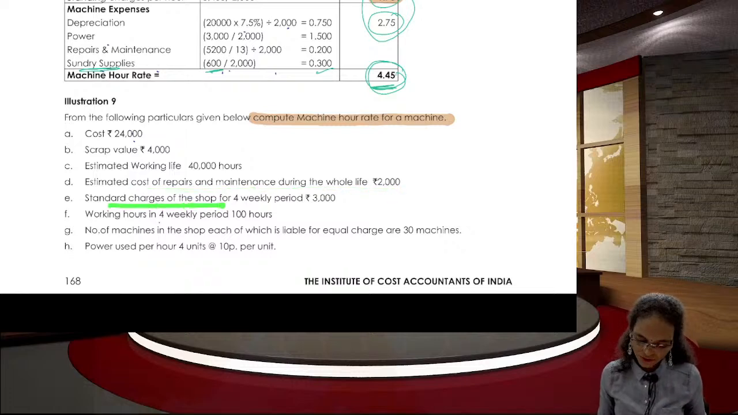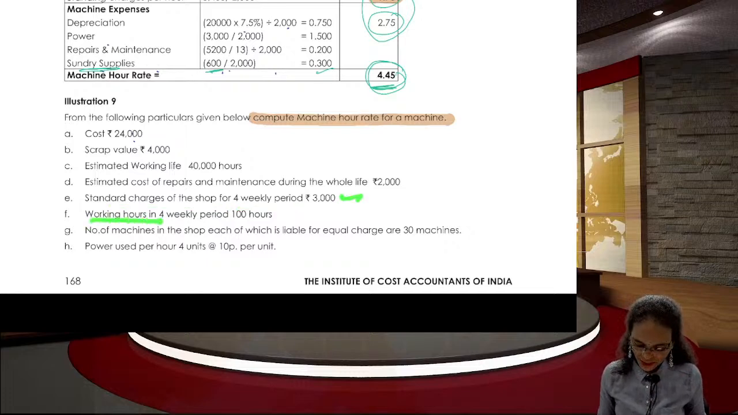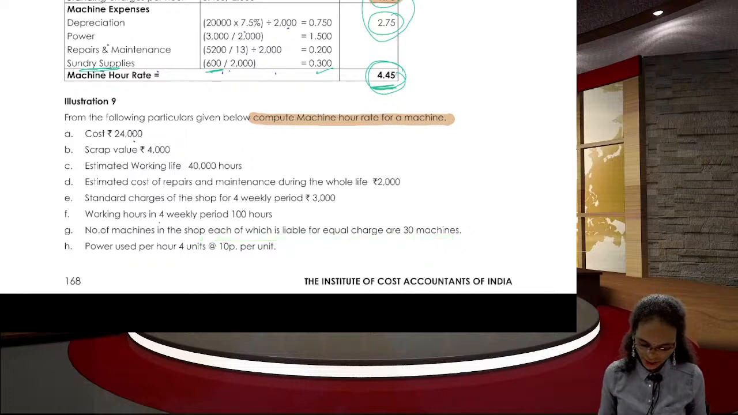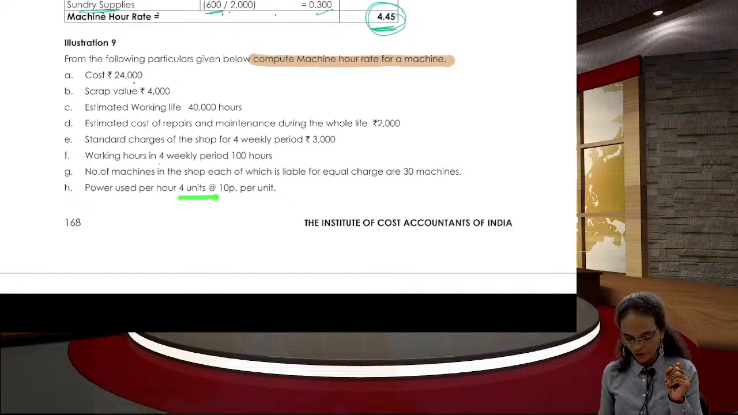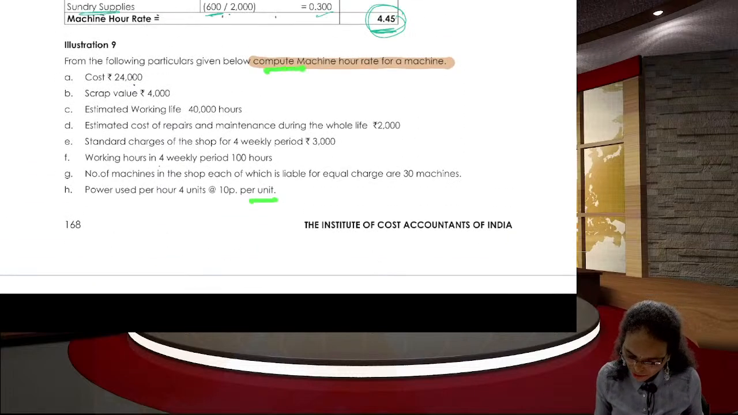Standard charges of shop for 4 weekly period, that is monthly, this much. Working hours in 4 weekly period, 100 hours. Number of machines in the shop, each of which is liable for equal charges, are 30 machines. And the power used per hour is 4 units at 10 paisa per unit. See, what is being asked? Compute the machine hour rate.